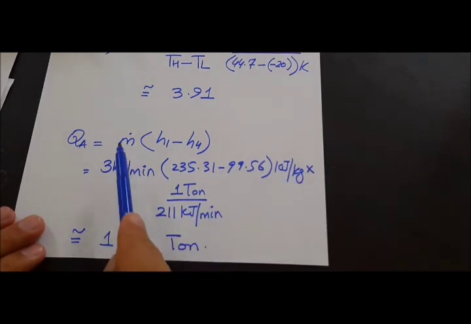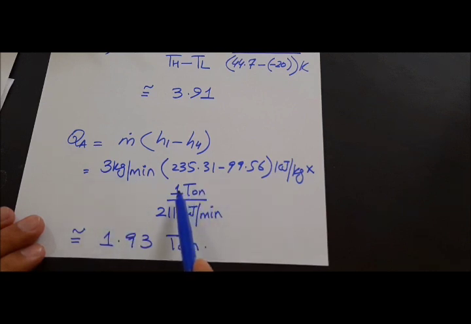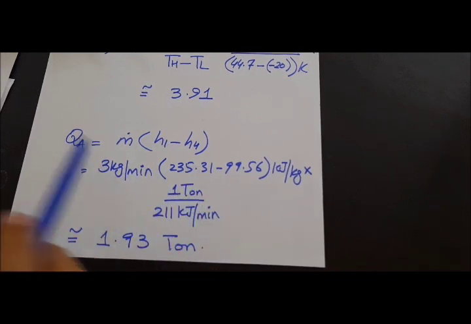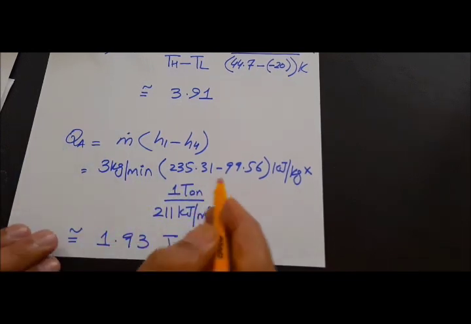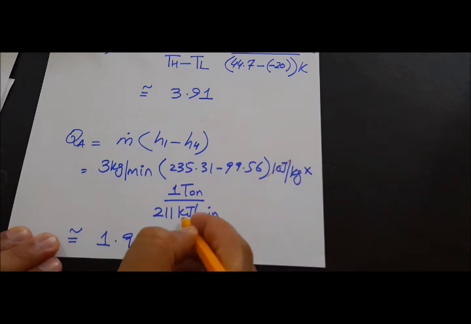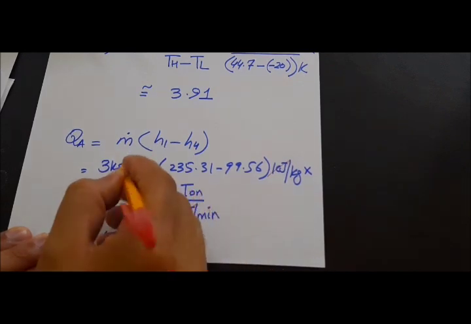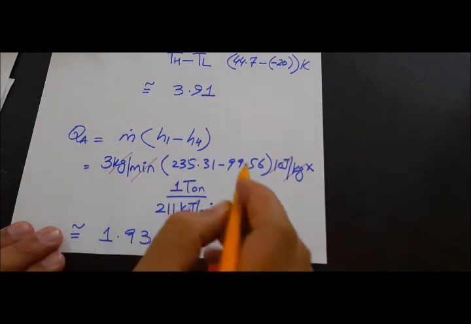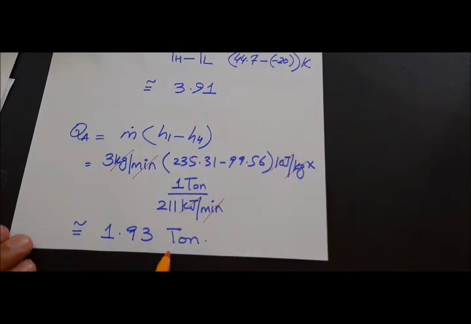When you solve this, m is the mass of 3 kg, and we know that for 1 ton of refrigeration, the energy required is 211 kilojoule per minute. So you have to multiply it with 1 ton, and you can see that all these cancel out. Kilojoule cancels out with kilojoule, kilogram cancels out with kilogram, and minute cancels out with minute, and you are left with the tonnage, so 1.93.